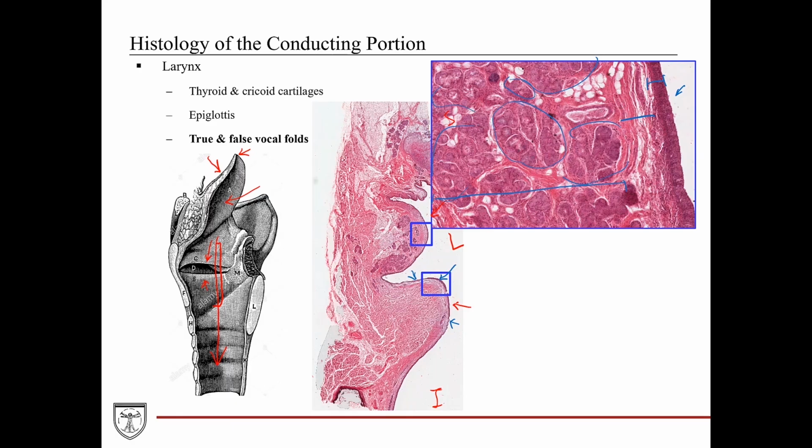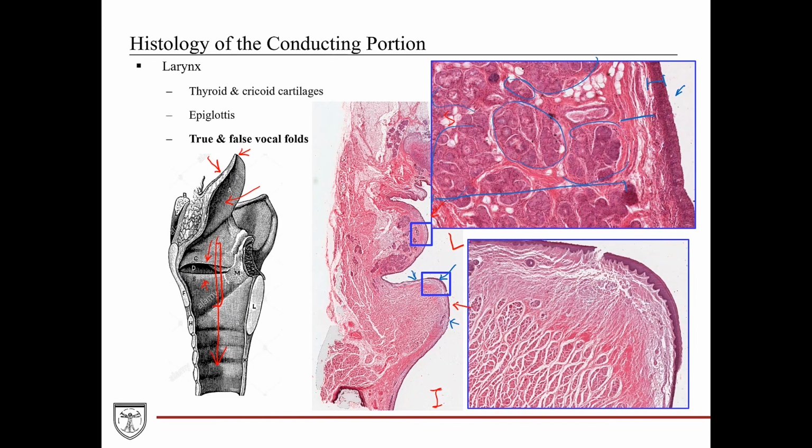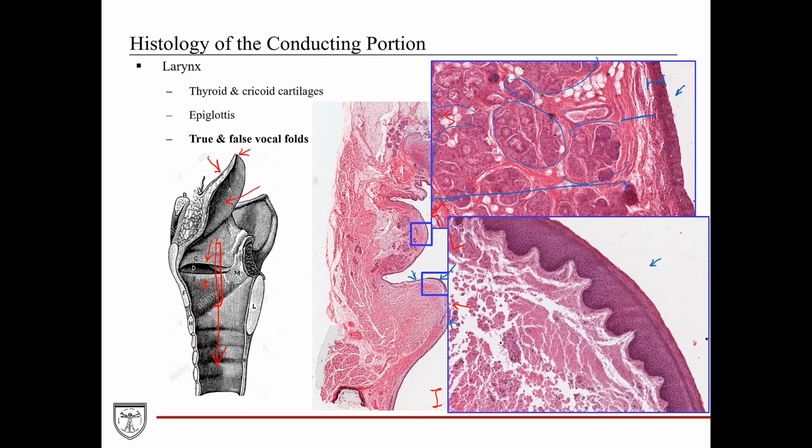So we can expect to see the type of epithelial tissue that might be good at withstanding a lot of force and friction, and here's the magnified version of this area. And lo and behold, the lining epithelium is the non-keratinized, stratified, squamous epithelium. Here's the higher magnification view.